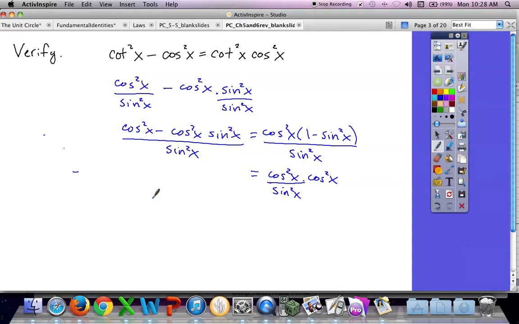Okay, but now this cosine squared over sine squared, there's your cotangent squared. And the cosine squared is good as it is. So this is cotangent squared, cosine squared. And that's done.